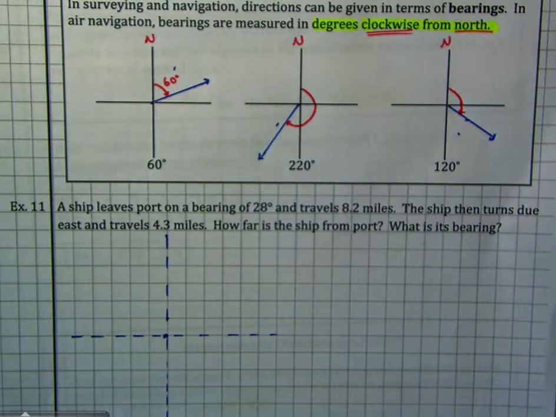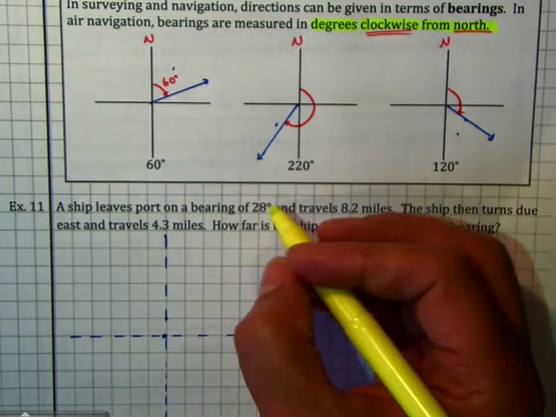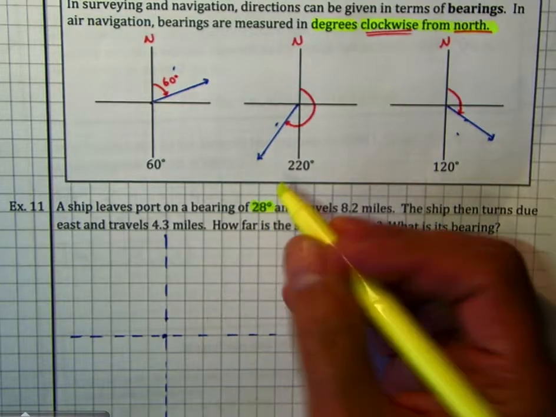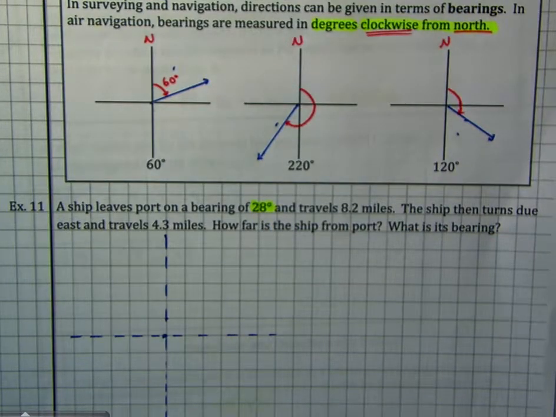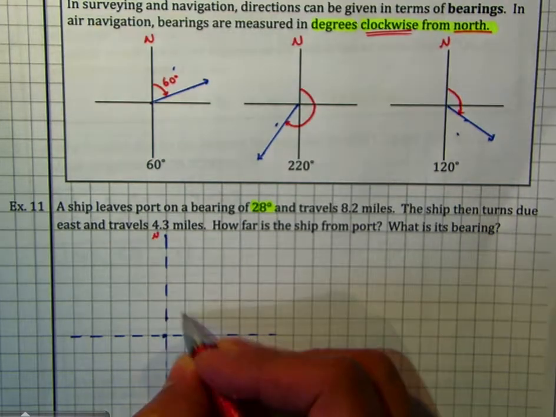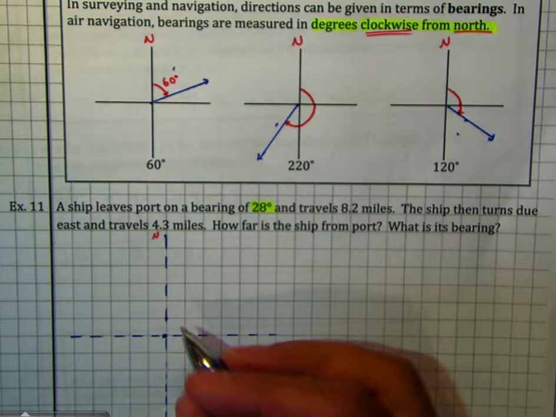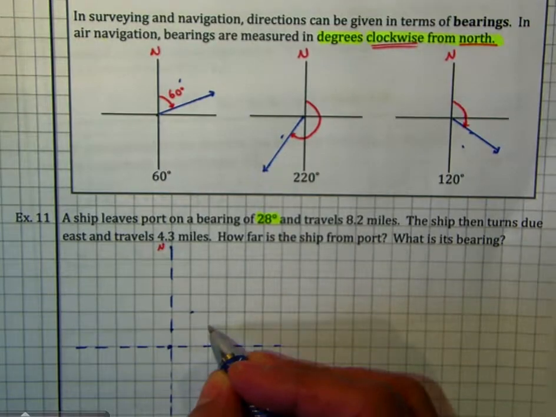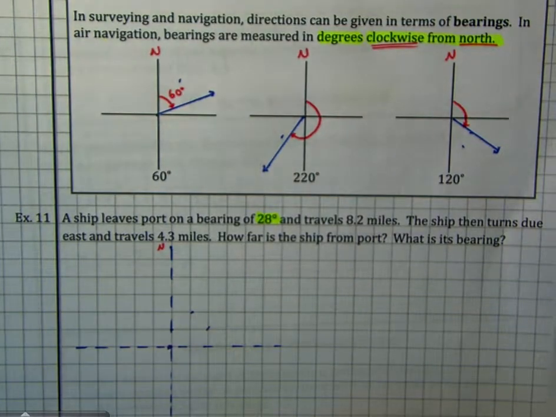And a bearing of 28 degrees, there's no north, east, west, south. So therefore it's going to go from the north towards the right. So from the north towards the right will be 28 degrees. So I know that this is 30, 60. So 28 will be just a little less.